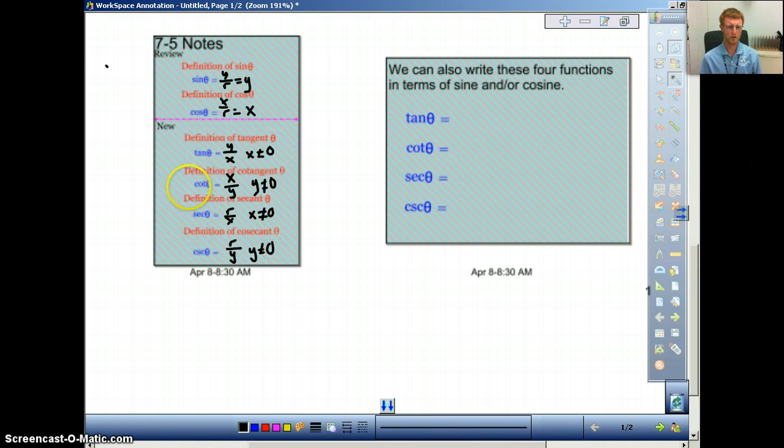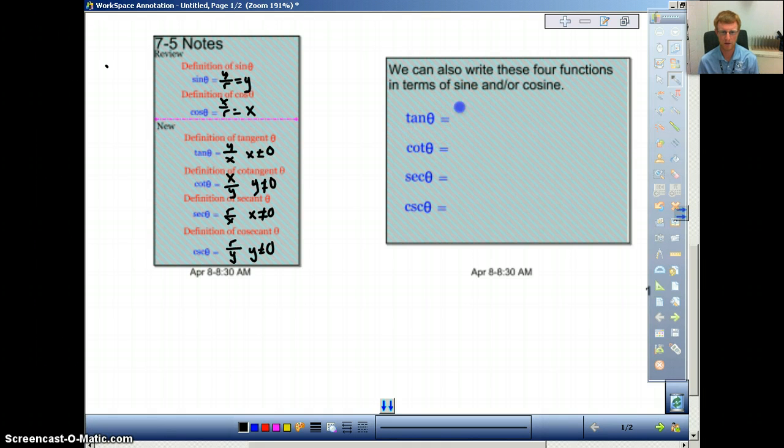So again, all we're doing here is cotangent is going to be the reciprocal of tangent, secant is going to be the reciprocal of cosine, and cosecant is going to be the reciprocal of sine. So what does that mean in terms of sine and cosine? That's what we're going to write here. And this is where it's going to become important that we understand this.